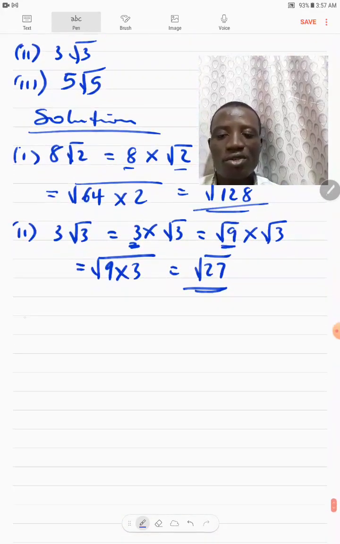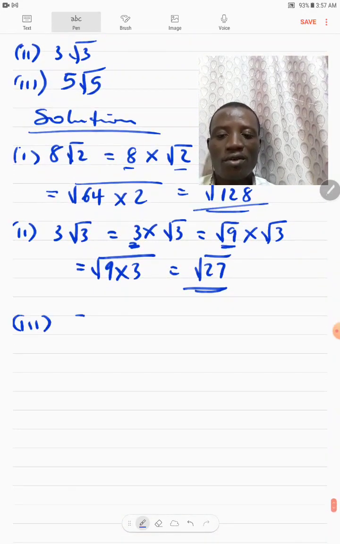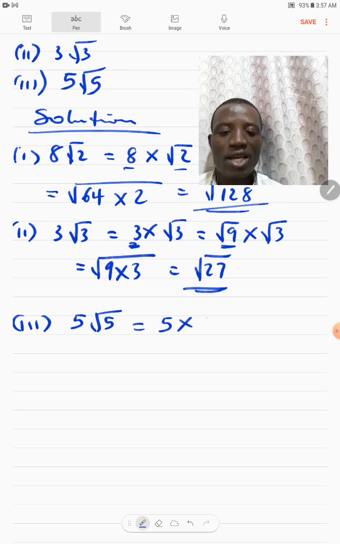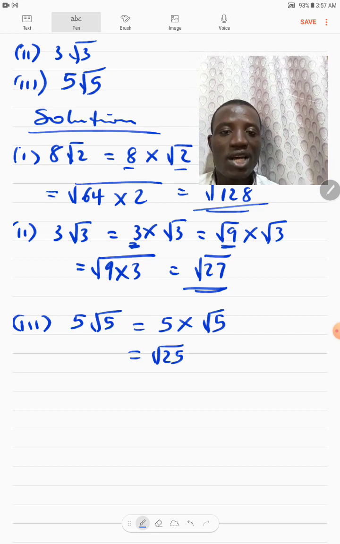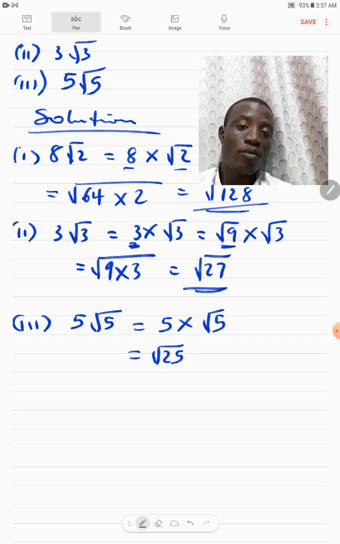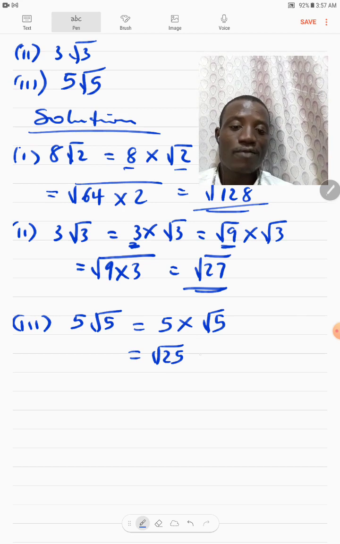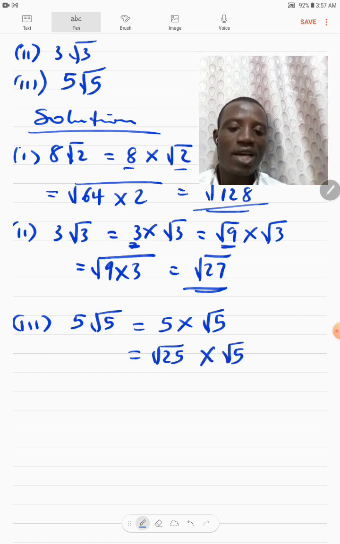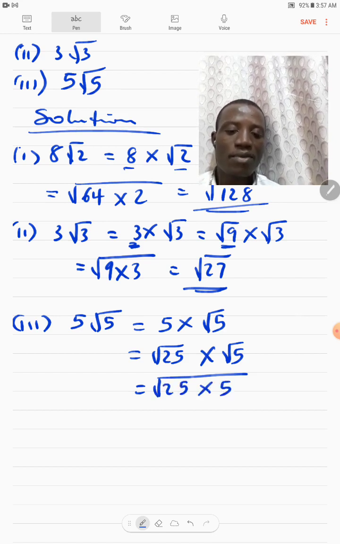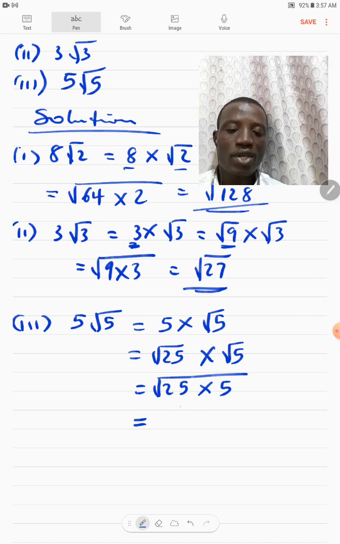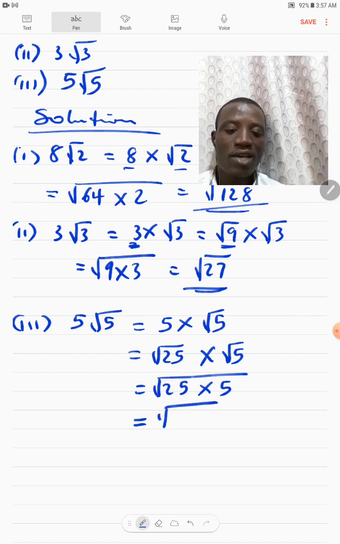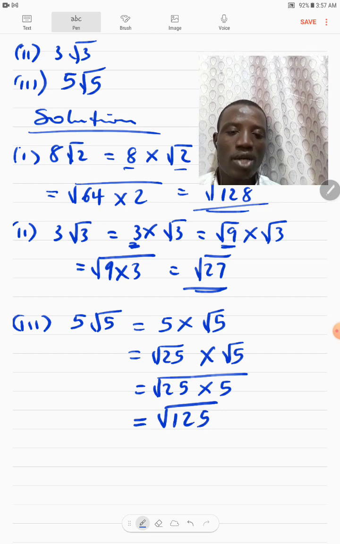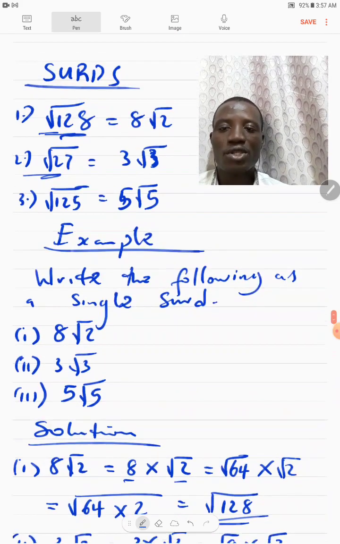And the third one is actually 5 root 5, the same way. 5 root 5 becomes 5 times root 5, and that's root 25. That's the square root of a perfect square. That will give me 5, square root of 25, times root 5, and then I can combine them together, multiplication basic rule, and then when you have 25 times 5, that will give me root 125, and I'm back to root 125.